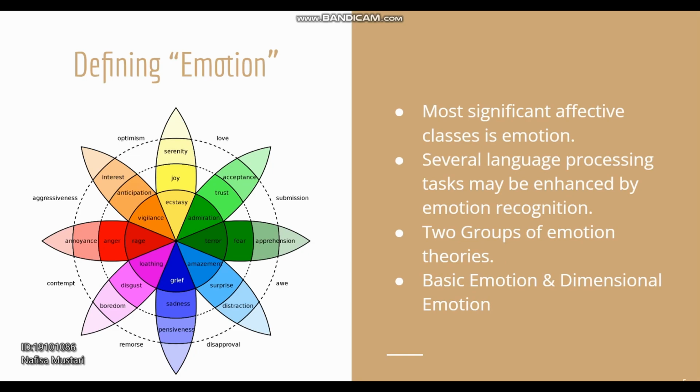Two groups of emotion theories have served as the foundation for the majority of computational models of emotion in NLP. Basic emotion: six emotions proposed by Ekman. Eight basic emotions in four opposing pairs is the theory of Plutchik, known as the wheel of emotion. Most of the models include two dimensions, valence and arousal, and many add a third, which is dominance.